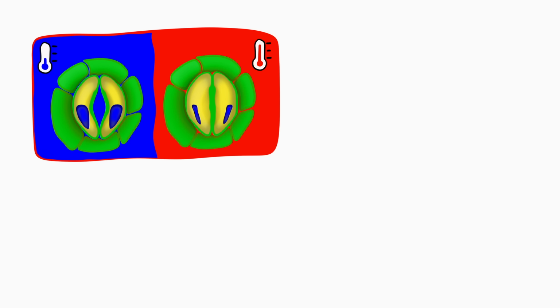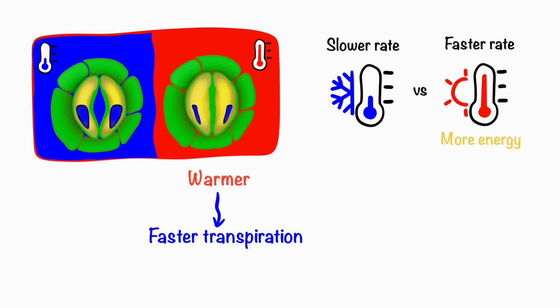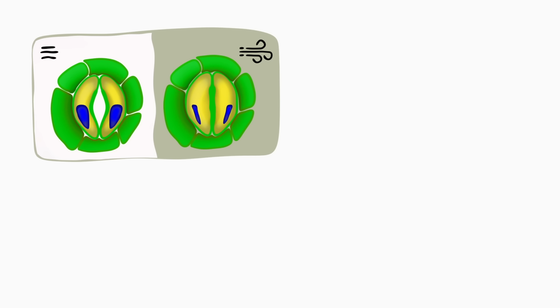Environmental temperature also plays a crucial role. Warmer conditions accelerate transpiration. This happens because heat gives water molecules additional energy to evaporate and move out through the stomata. Air movement around the plant is another important factor. Stronger air currents increase water loss.